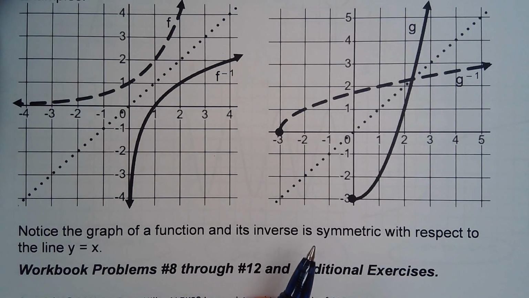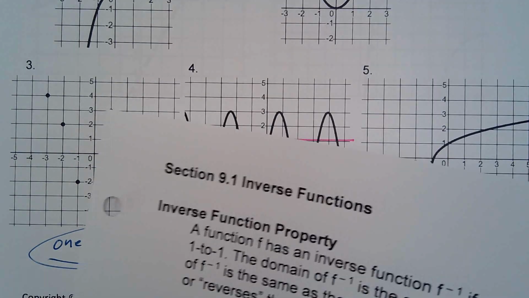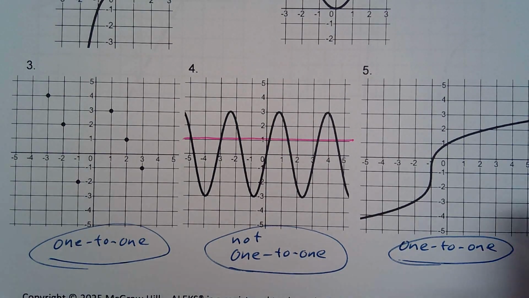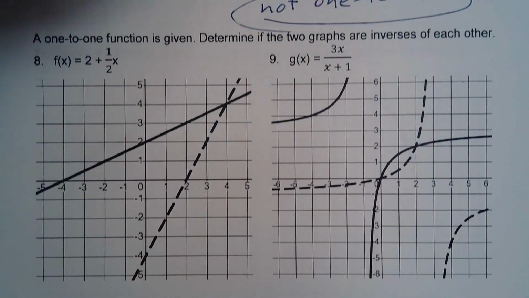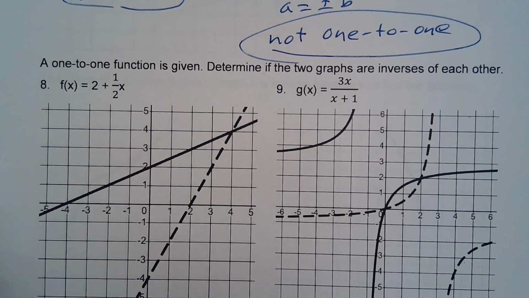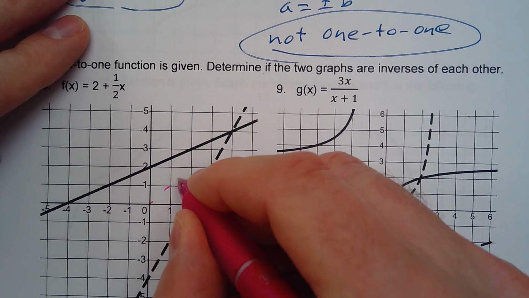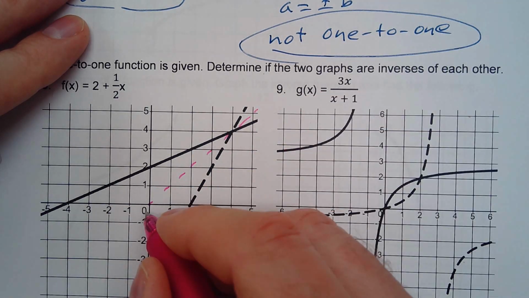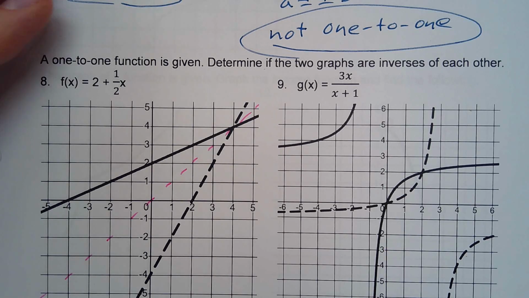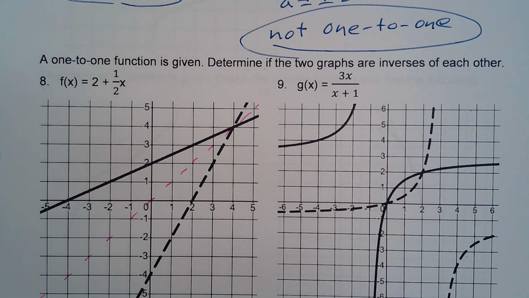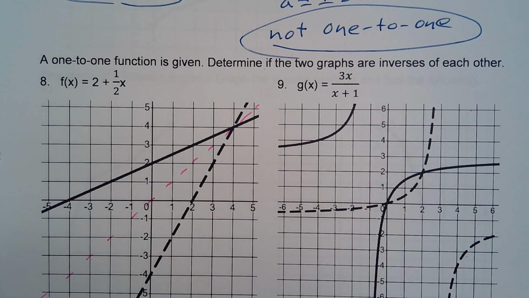So let's go back to our workbook, and we need to hop down to problem number 8. If I'm looking at number 8, you may want to draw this in: go ahead and draw that y equals x line. And looking at the picture, the graphs really do look symmetrical, this is the mirror image of this across the y equals x line.